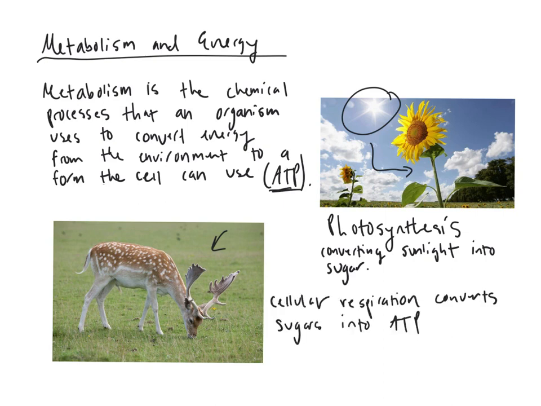Basically all the food that you eat is useless to your cells unless it's turned into the quote-unquote cellular currency of ATP. Your body can use ATP. Sugars, it can't really use unless it breaks them down into ATP.